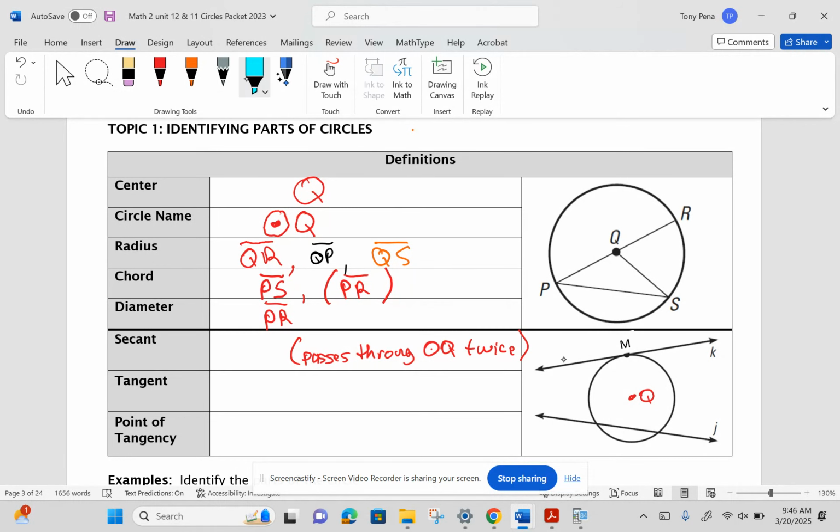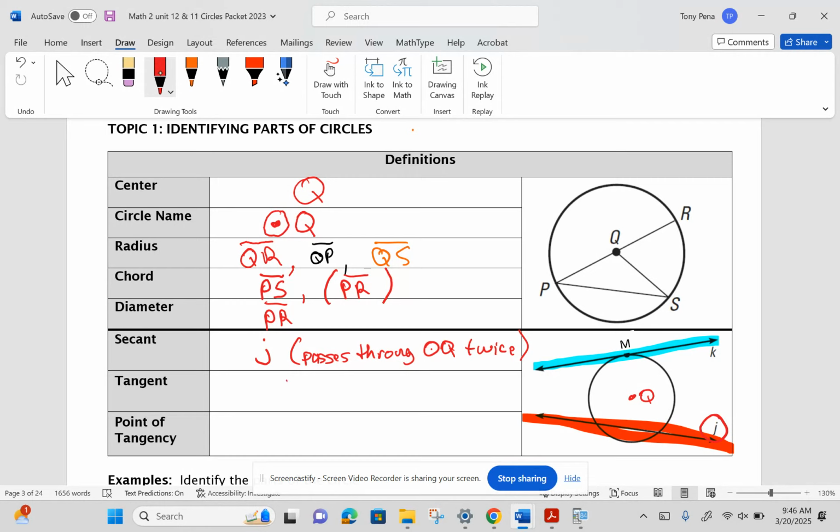All right, so which line, the blue line or the red line, goes through the circle 2 times? The blue one or red? The red one. So that is a secant. And we see how they have the label with the variable J. That is our secant line J. Okay?